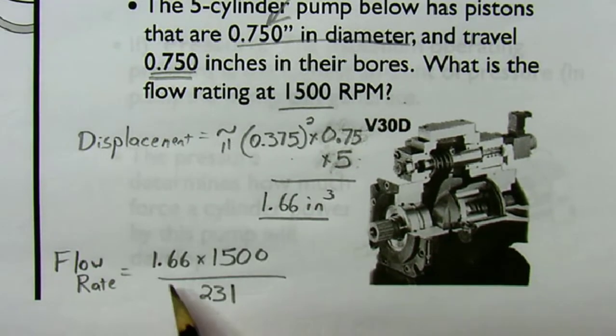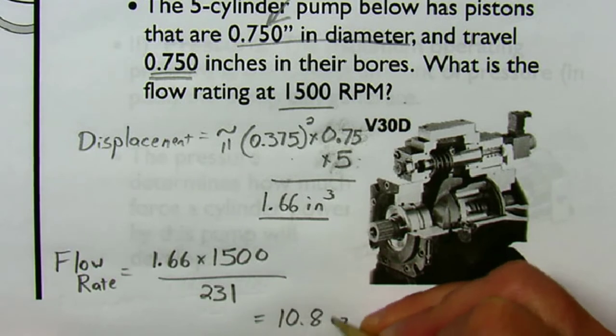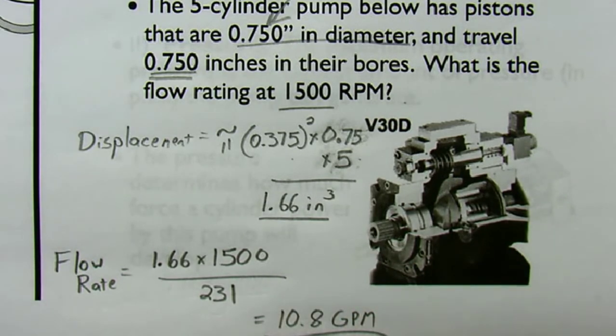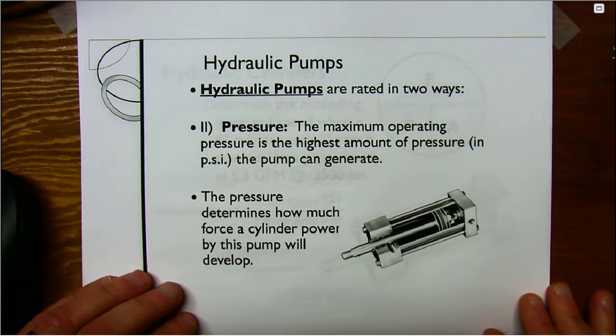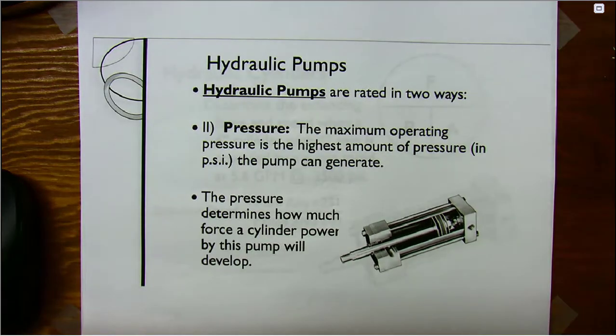The flow rate is going to be 1.66 times 1500 divided by 231, and if you do that, you get about 10.8, and again, those are gallons per minute. About 10.8 gallons per minute is our flow rate. Good to go.